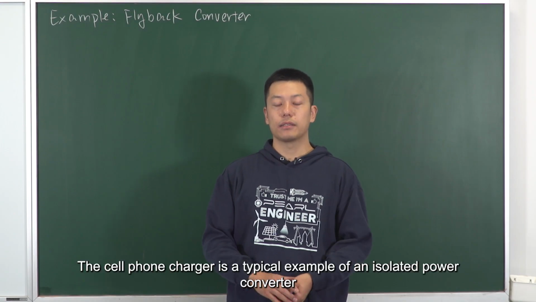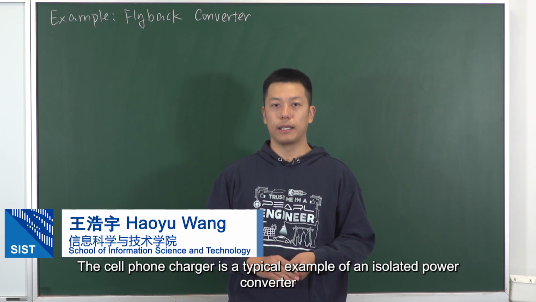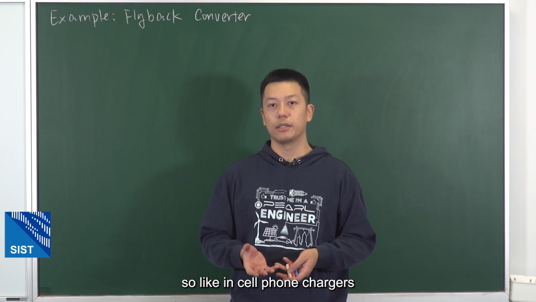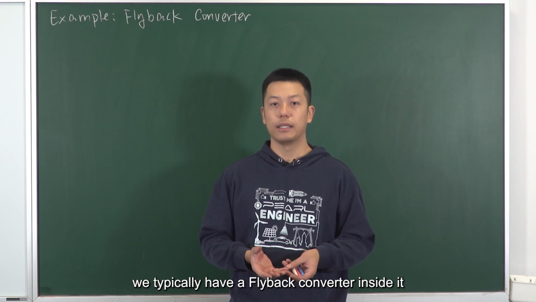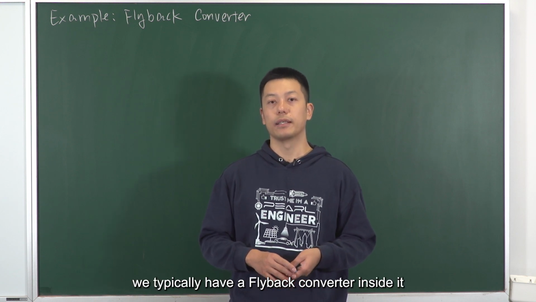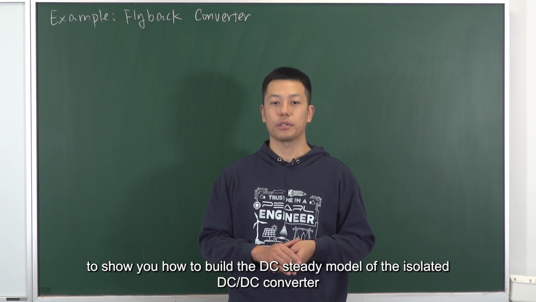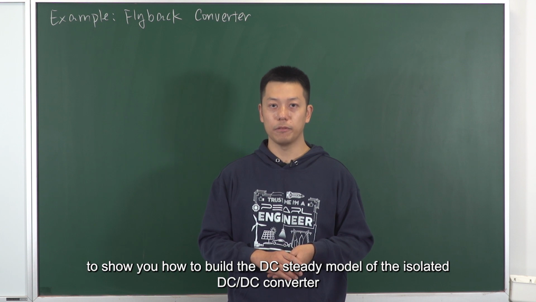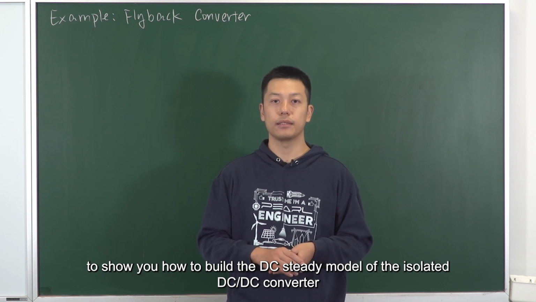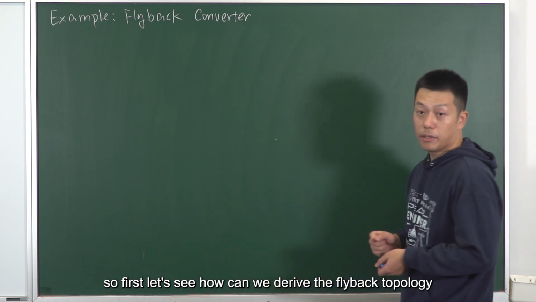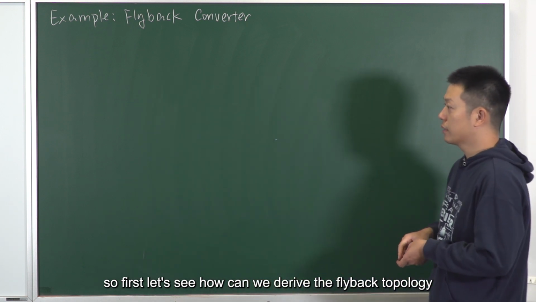The cell phone charger is a typical example of an isolated power converter. Like in cell phone chargers, we typically have a flyback converter inside. Next, we are going to utilize the flyback converter example to show you how to build the DC steady-state model of the isolated DC-DC converter.